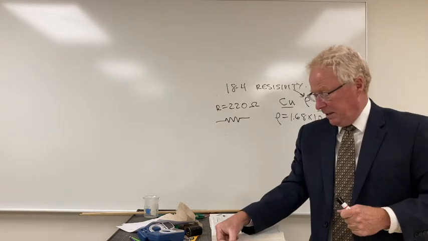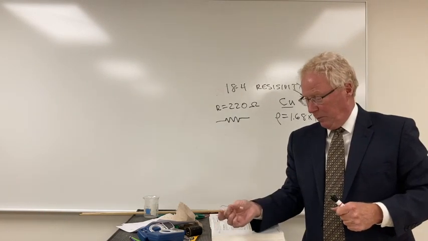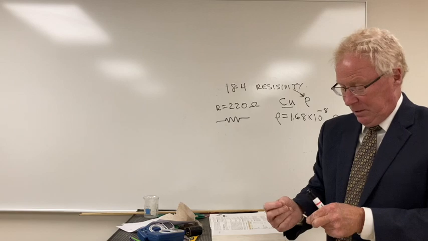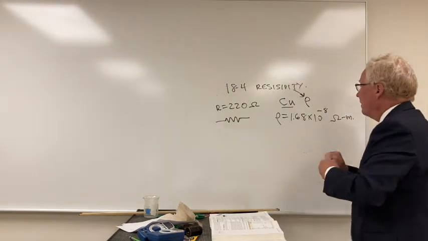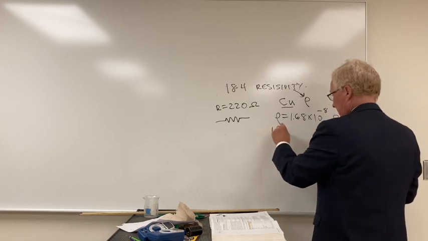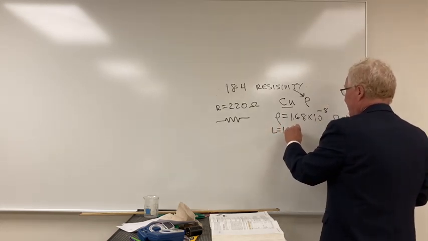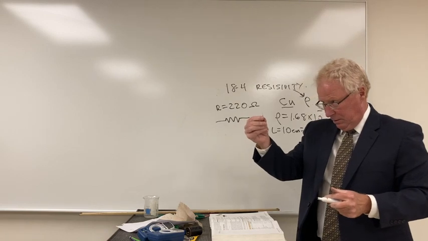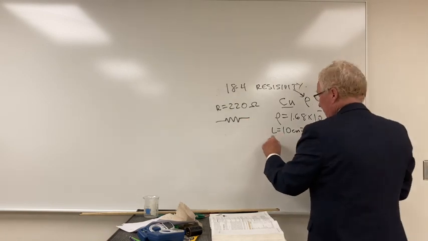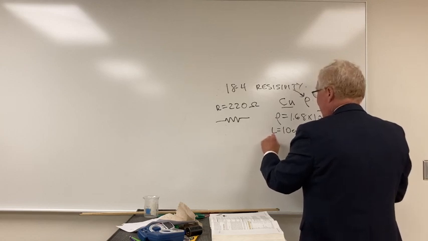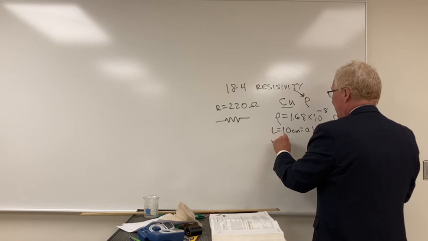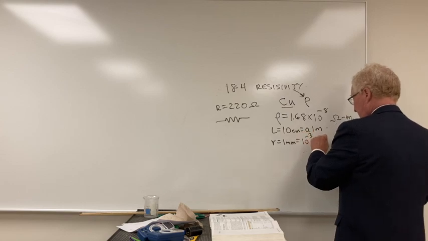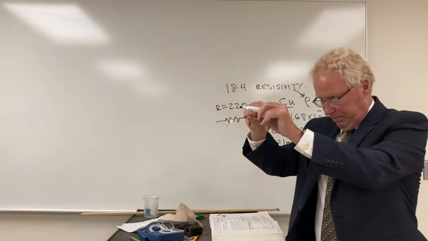Then, based on that, if we make a wire out of this copper, say it's approximately a length of 10 centimeters, which is 0.1 meters, and it has a radius of 1 millimeter, which is 10 to the minus 3rd meters, right about a millimeter in radius.